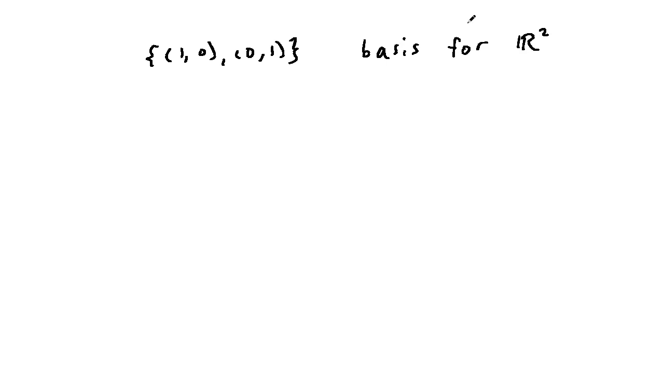We have seen that a vector space can have more than one basis. For example, this set (1,0), (0,1) is a basis for R2. But so is this. The first one is the standard basis, and the second one is a non-standard basis. There could be many non-standard bases.